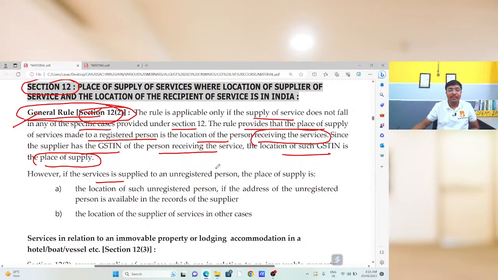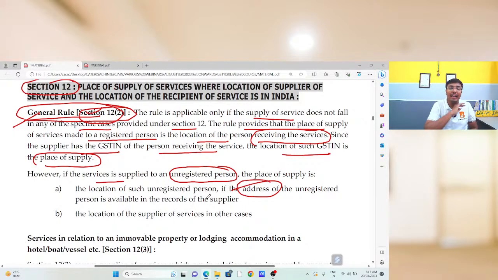However, if the service is supplied to an unregistered person, suppose Mr. Rakesh is coming to me for consultancy and he is unregistered under GST, and if I know the address of that unregistered person, in that case that address will be treated as the place of supply. Suppose Mr. Y is coming from Maharashtra. He is not registered under GST. He is going to take my consultancy. I have the address of that person, that he is from Maharashtra. In that case, that supply will be treated as interstate supply and IGST should be charged.